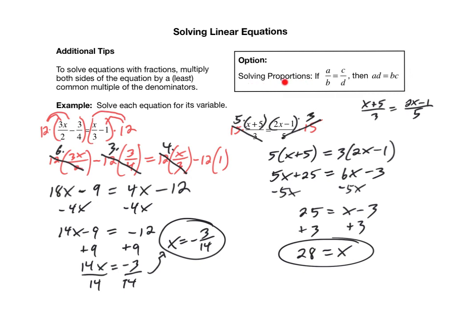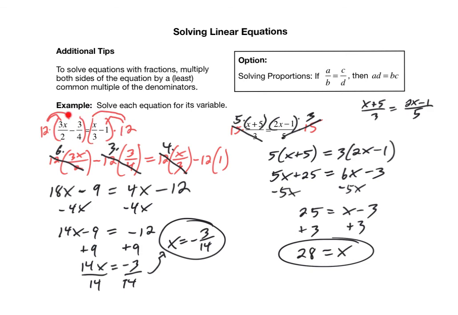When you solve proportions, if you have a over b equals c over d, then you can, what a lot of people call cross multiplying, you get a times d on one side and b times c on the other side. That's always true. So this requires that you understand what a proportion is. A proportion is the equality of two fractions. So in this case, we had this fraction equals this fraction. That's the reason this is a proportion.